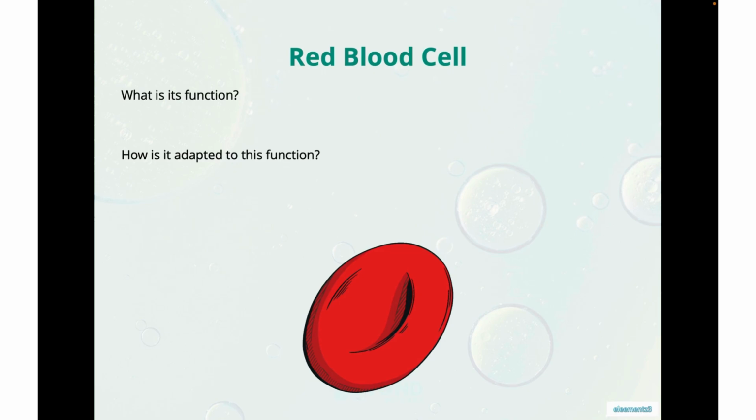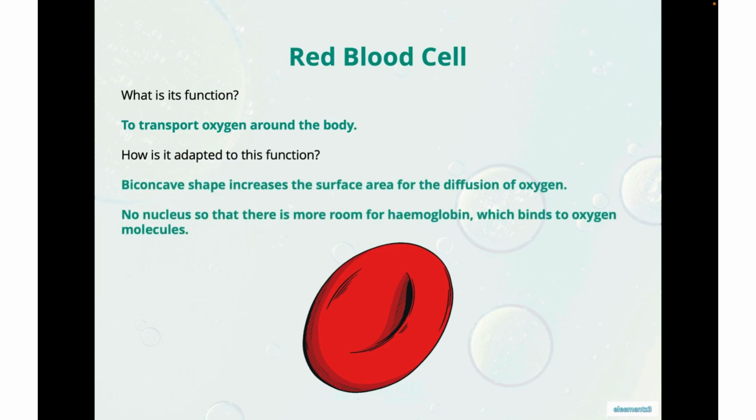Red blood cell. What is its function? To transport oxygen around the body. How is it adapted? Biconcave shape increases the surface area for the diffusion of oxygen. No nucleus, so that there is more room for hemoglobin, which binds to oxygen molecules.